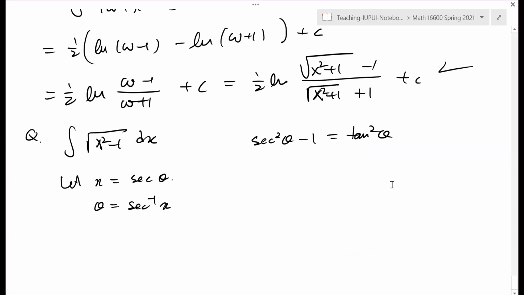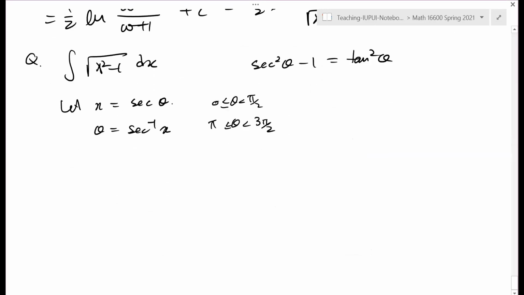In order to define the inverse, theta must be in the interval between 0 and pi over 2, and between pi and 3 pi over 2. That's a restriction on theta. Otherwise, you cannot invert it. All right, so now let's try.